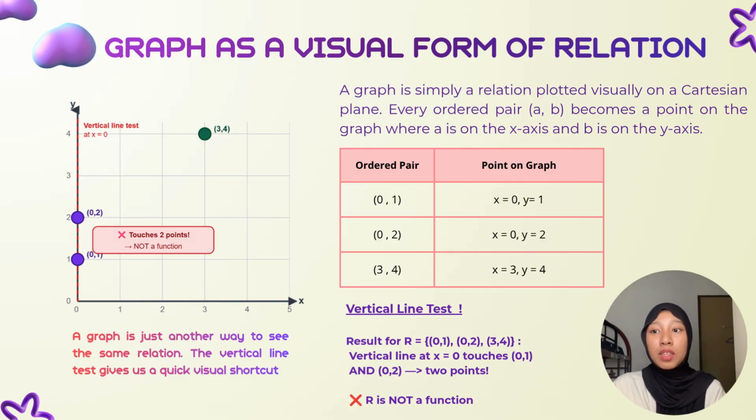Now, we apply the vertical line test. The vertical line test is a quick visual method to check whether a relation is also a function. If a vertical line drawn anywhere on the graph touches more than one point, the relation is not a function. As you can see in the graph, when we draw a vertical line at x equals 0, it touches two points, which are (0,1) and (0,2). This means R fails the vertical line test. Therefore, R is not a function, which gives us the exact same conclusion as our calculation in the previous slide.